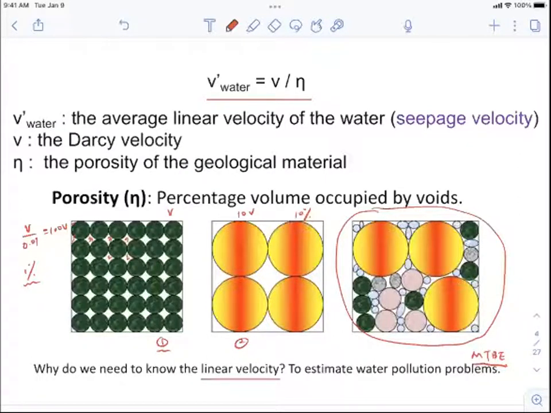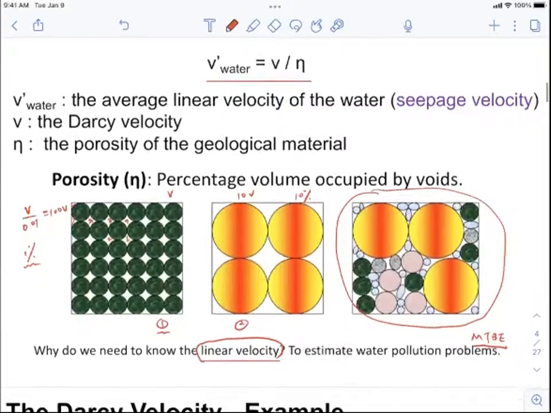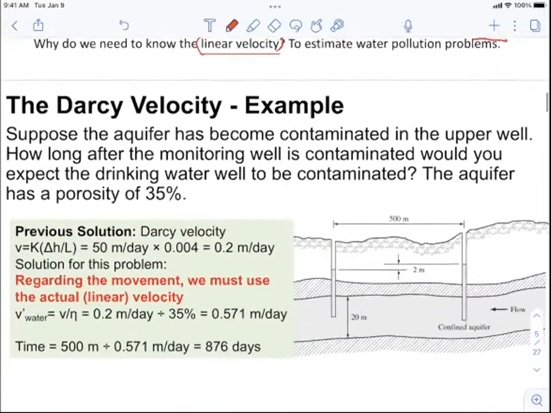And then we'll wonder, well, if I just live 100 meters from a gas station, will my drinking water get impacted, especially if I dig a well into the ground? So will the pollutant be fast enough that it can travel to my well so that it affects my drinking water? So people need to know the actual velocity of the water and the pollutants to make estimations on how fast these pollutants can travel. Okay, so let's get back to this example here.